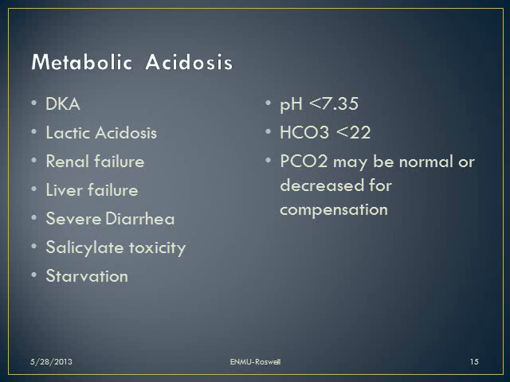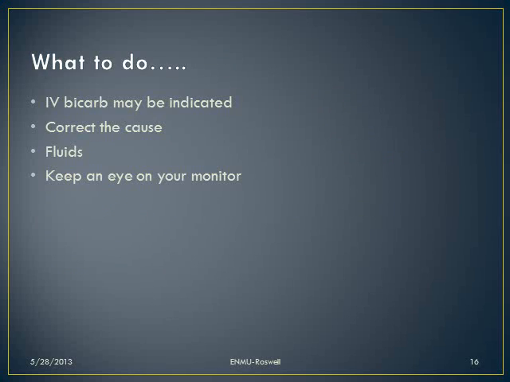Okay? So, like I said, in a metabolic acidosis, the pH is going to be low, the bicarb is going to be low, and CO2 is either going to be normal, because nothing's happening, or it's going to try to compensate by decreasing the amount of CO2 we have, because we're acidotic. We don't need extra CO2, so let's blow it off. So we're going to decrease it as compensation.